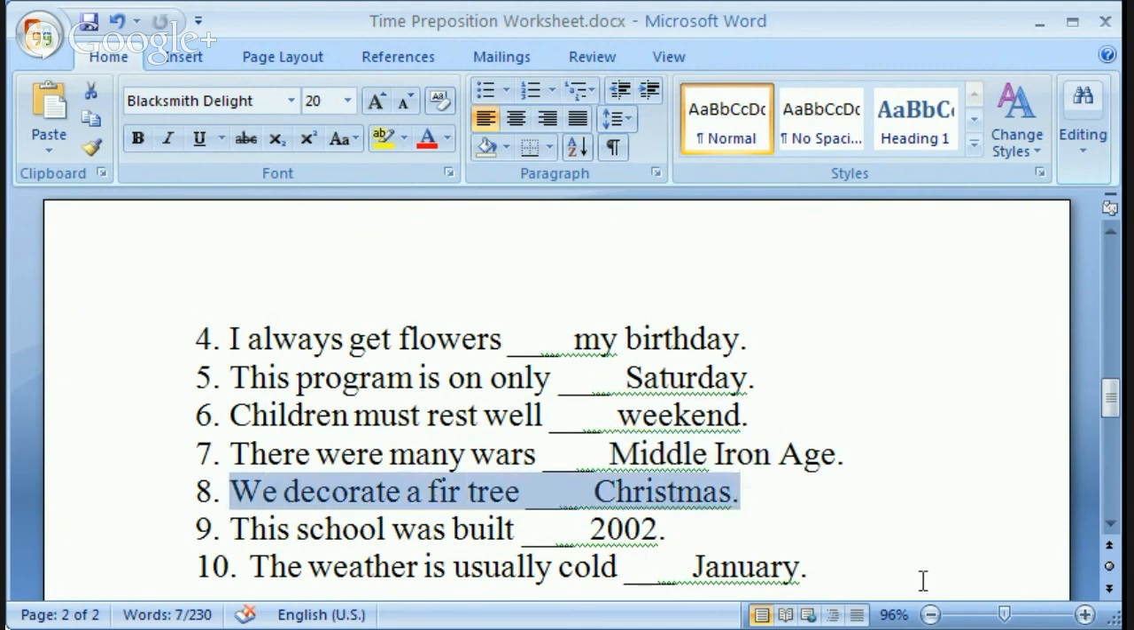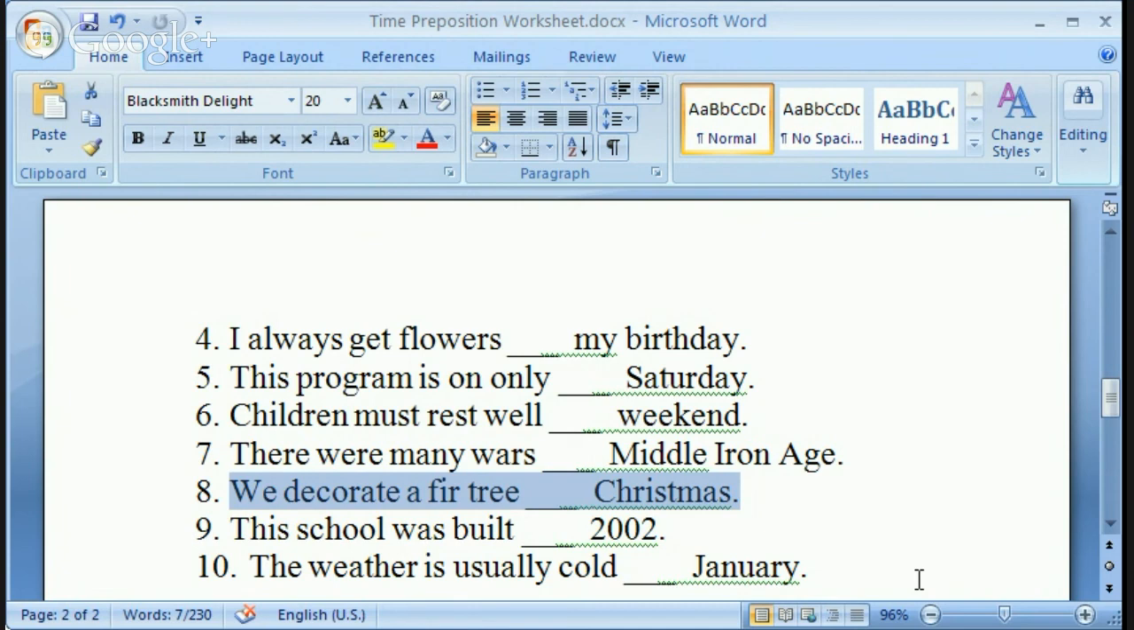Max. We decorate a fir tree at Christmas. Okay, that is correct. At Christmas time. Or what if you actually decorated the tree on Christmas Day? Oh, I just said it, didn't I? Okay, if I can change the meaning here.